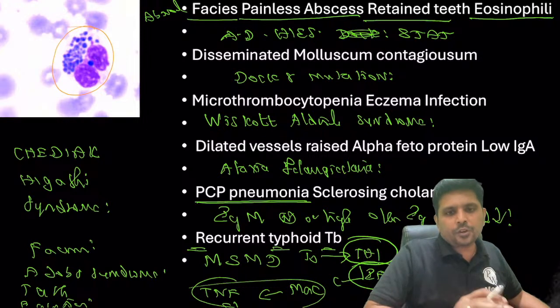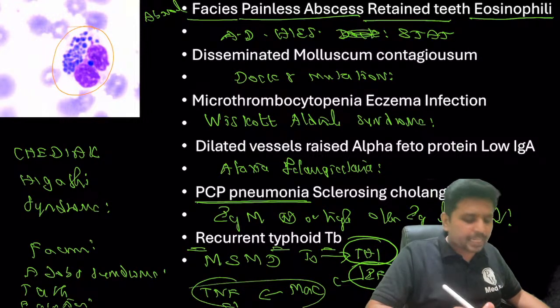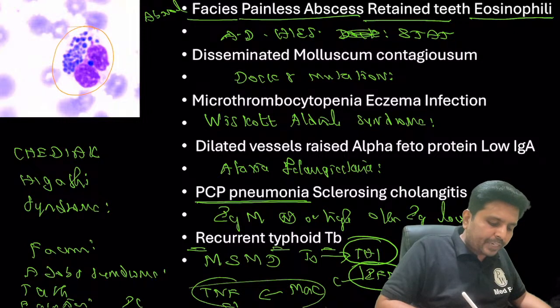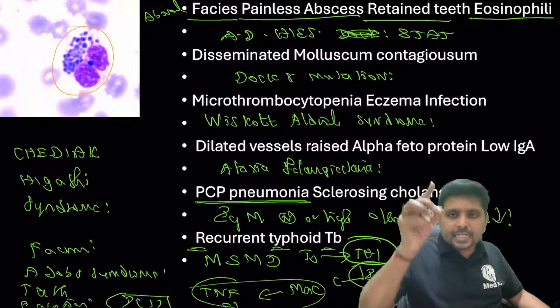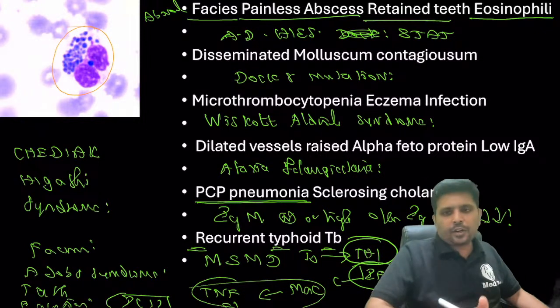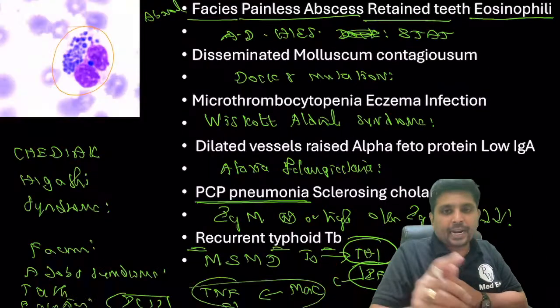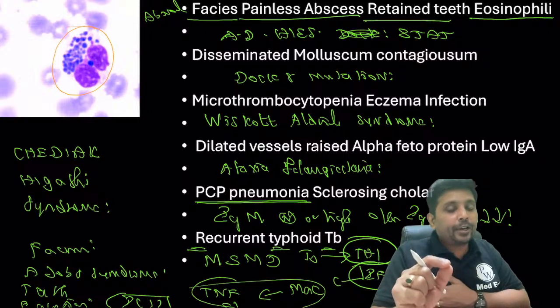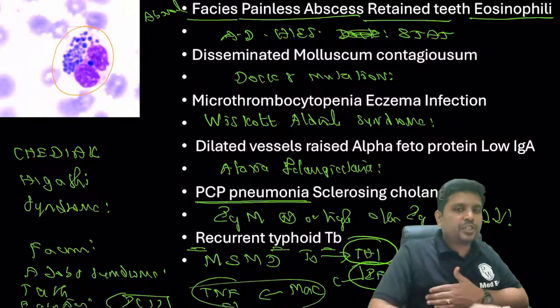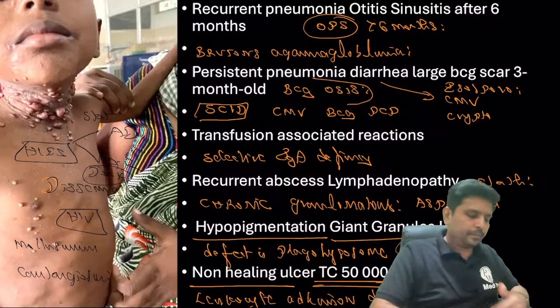And this is called Mendelian susceptibility to mycobacterial diseases, due to absence of interleukin 12, which is the one that converts your T0 to Th1, and absence of interferon gamma. So this concept, the last and previous concept, is based on immunodeficiency. So you can have giant granules, you can have microthrombocytopenia with infection, you can have disseminated molluscum contagiosum.